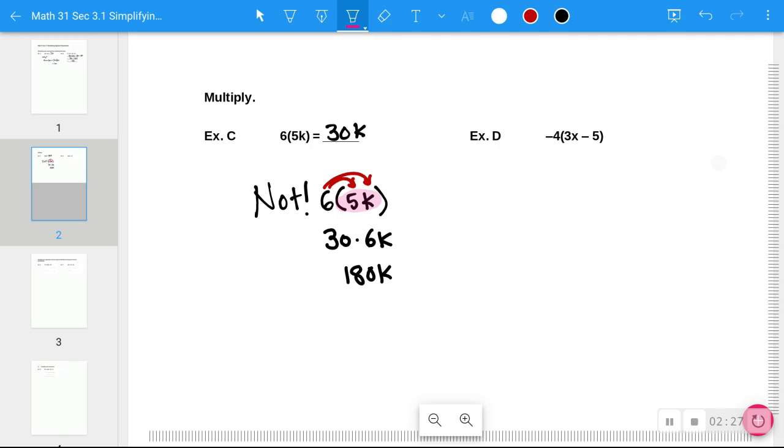Now example D is actually a distributive property problem. You can see that there is a subtraction in the middle of the parenthesis. So when you multiply by negative 4, you have to multiply both parts by negative 4. That'll look like this first step here. The negative 12x comes from this first part, multiplying negative 4 times 3x, and the positive 20 comes from the back half, negative 4 times negative 5. It's important to know you have to stop there. You can take that good answer and mess it up if you don't know that.